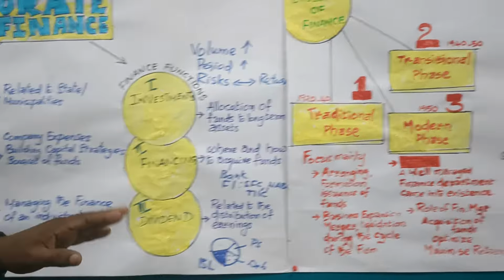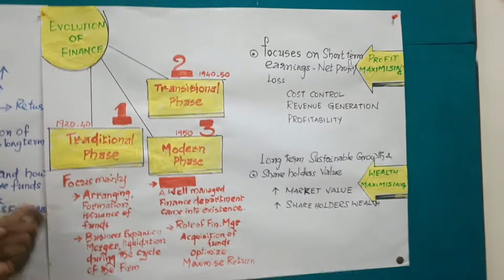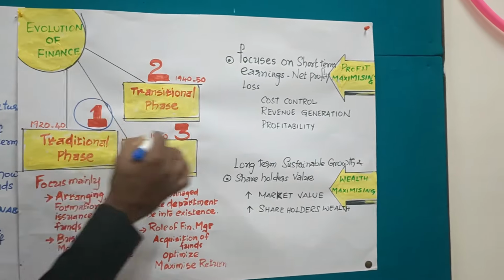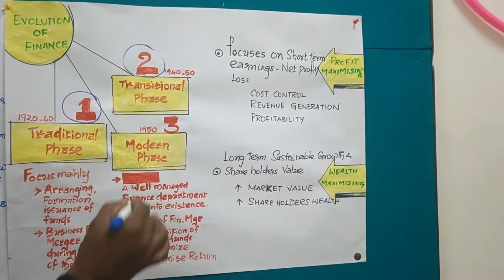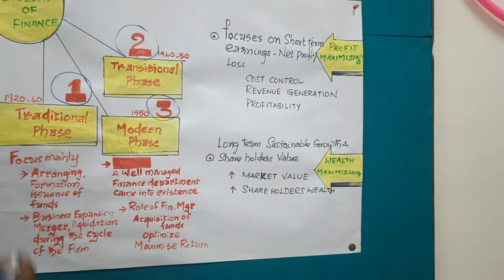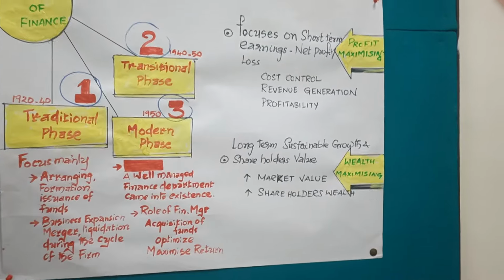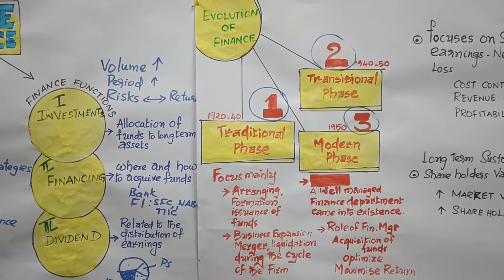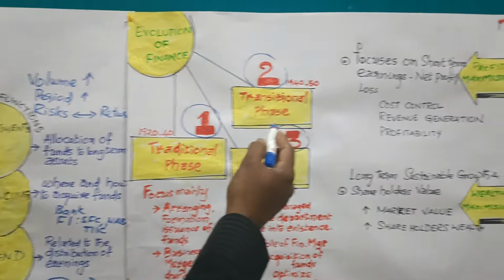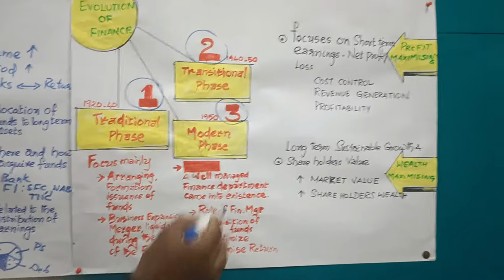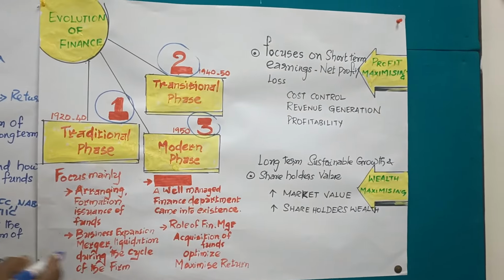If you look at the overall story of the evolution of finance, it's divided into three categories. The first is the traditional phase, the second is the transitional phase where a lot of changes happened, and the third is the modern phase. The traditional phase mainly focused on arranging the funds, particularly the financing part. Coming to the transitional phase, they started giving importance to the effective utilization of funds, not just where you obtain the funds. The modern phase covers all three major areas.